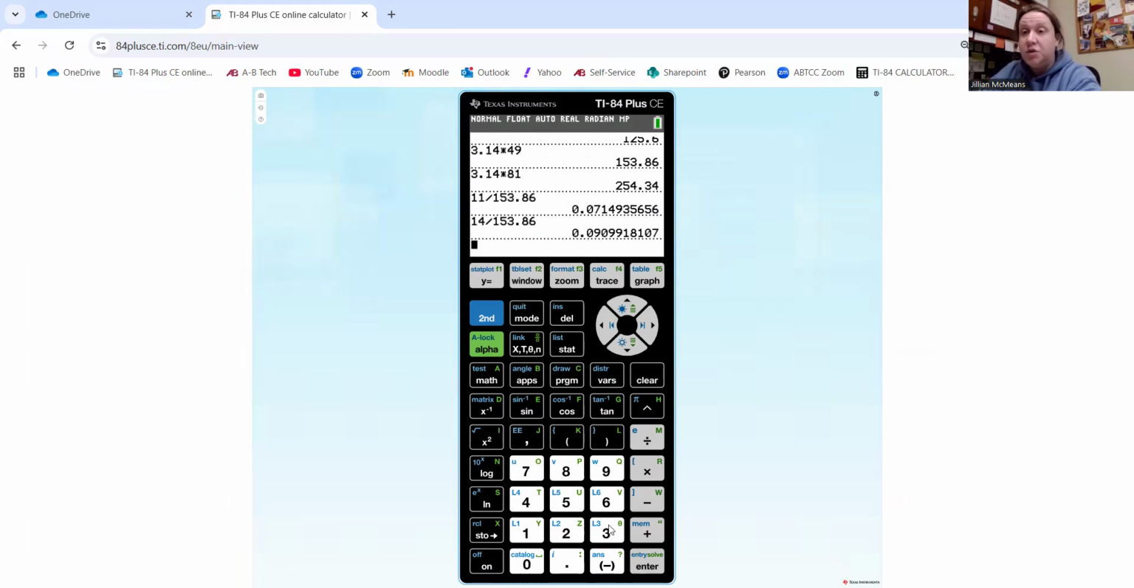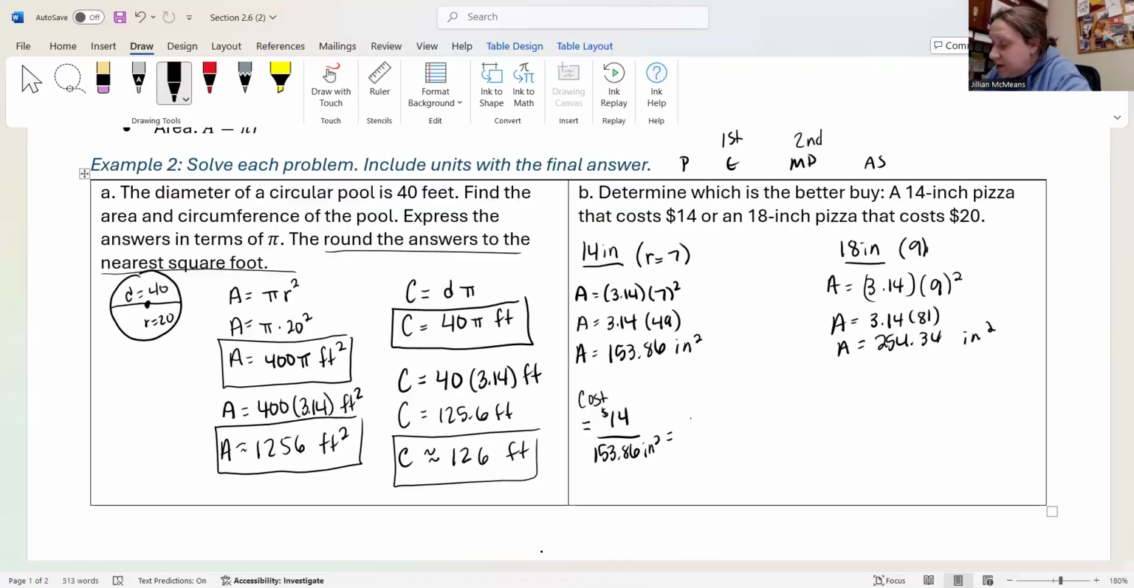And we get 0.09099. So if we were to round this, we've got the 0.09. That first 9, we want to look to the right of it. We have a 0. That tells us to round down. This is going to round to approximately 9 cents per square inch. Okay, so let's go back to the worksheet. So we're going to say this one is 9 cents. So we would write it 0.09 per square inch.